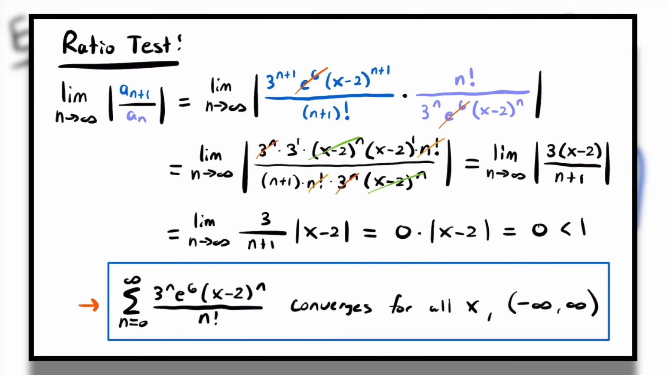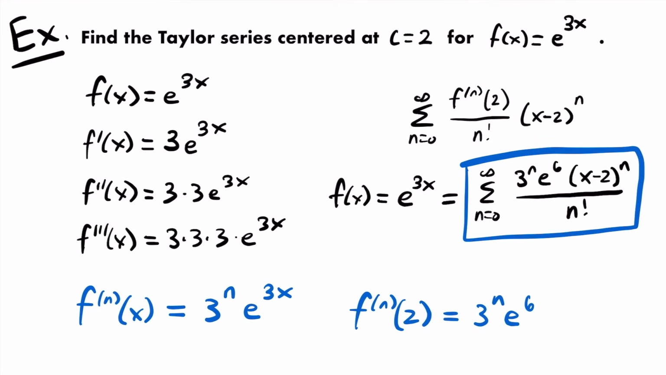Feel free to pause the video and look over this work if you're interested, but just know that the Taylor series that we found for our function converges for all x. So negative infinity to infinity is the interval of convergence. You could write that down, that this is convergent from negative infinity to infinity, but I had it written on the other page. Either way, make sure to make a note of this in your own work if you're following along. And so that's the end of this example.